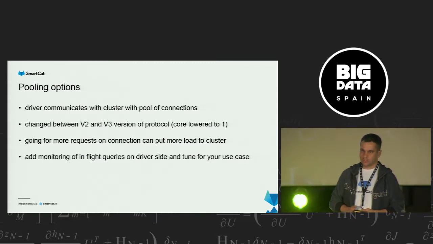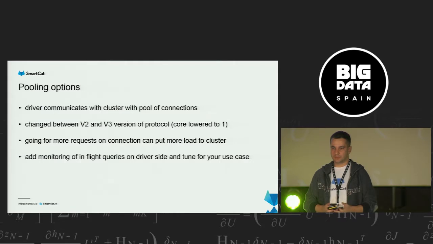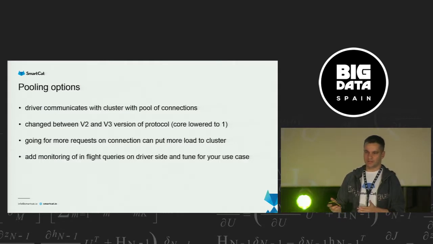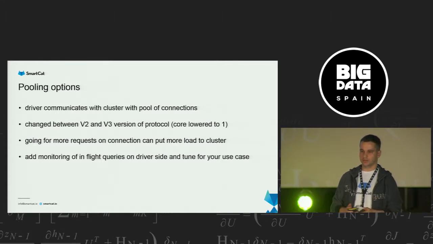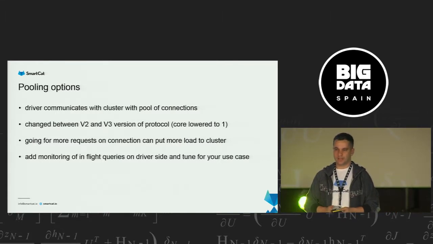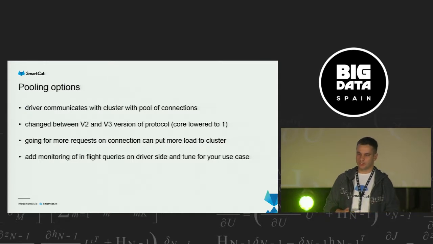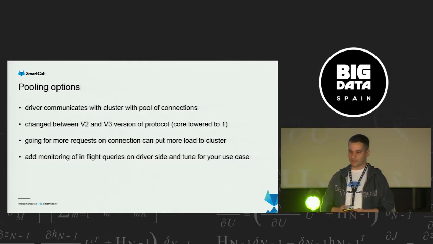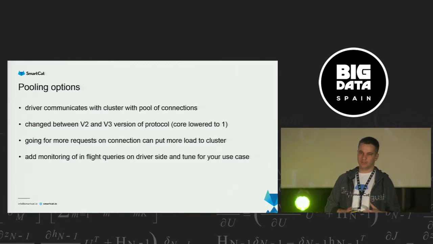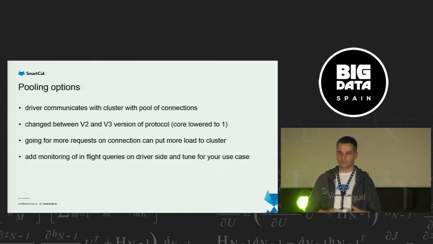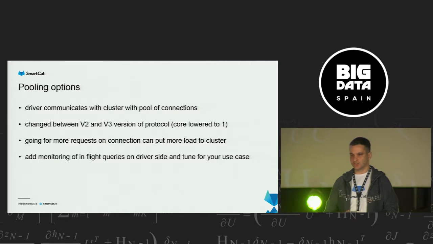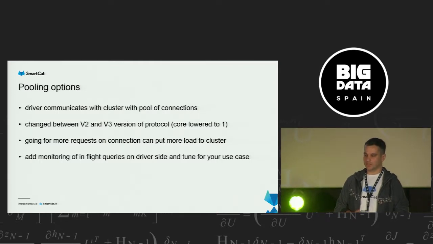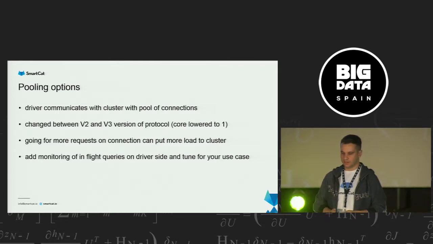Previously in version 2, they had core connections and maximum connections, and the default was 2 and 8. So the pool of connections either shrank or expanded based on your workload. Then they realized that this is an expensive operation, so they removed that. And in version 3, we have core and maximum put at 1. So you have a single connection, but they increased the maximum number of requests going across a single connection from 128 to 32,000. So this is a significant difference.